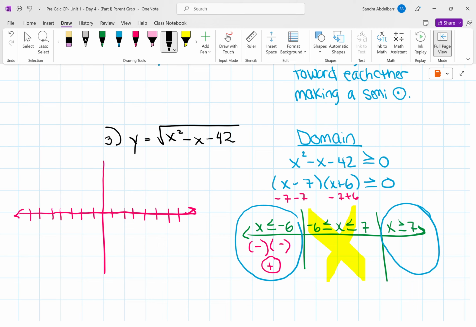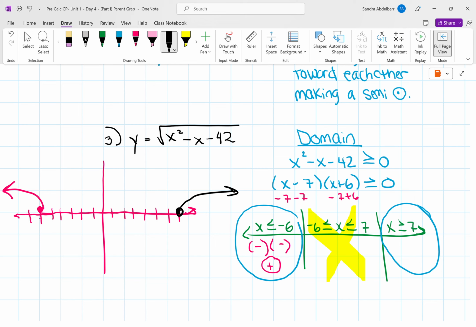Luke, tell me. For x less than or equal to negative 6, how am I going to graph that? You put a dot on negative 6 and 7, and then they shoot away from each other. Perfect. They shoot away from each other. I didn't do negative 6, I did negative 7. Let me fix that. There we go. They shoot away from each other.